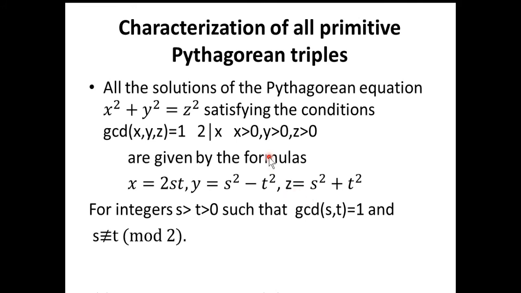All the solutions of the Pythagorean equation x square plus y square is equal to z square, satisfying the condition that the GCD of x, y, z is 1 and 2 divides x, y, z, all greater than 0, are given by x is equal to 2st, y is equal to s square minus t square and z is equal to s square plus t square, for integers s greater than t greater than 0 such that s and t are relatively prime and s is not congruent to t mod 2. So this is the characterization of primitive Pythagorean triples.